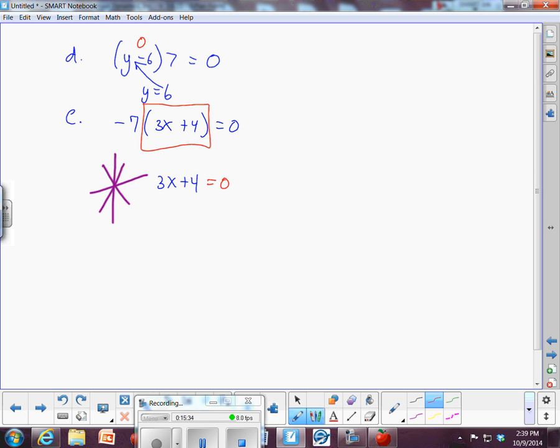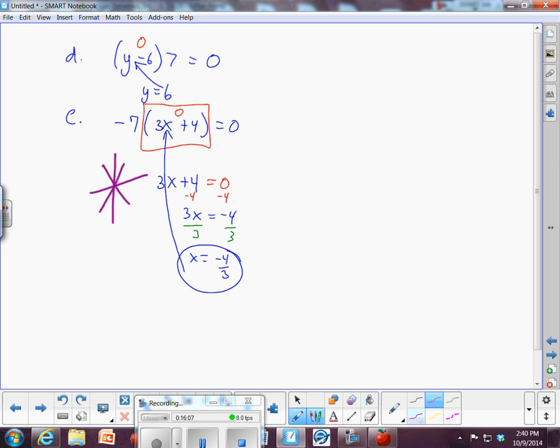Okay? Let's move the 4 to the other side by adding a negative 4 to both sides. Here, I better not skip steps. I better show it to you, just so you don't get confused, right? And now how would we move the 3? We're going to divide both sides by 3. And what do we end up with? X equals negative 4/3. When the x is a negative 4/3, this quantity becomes 0, and negative 7 times 0 is 0.